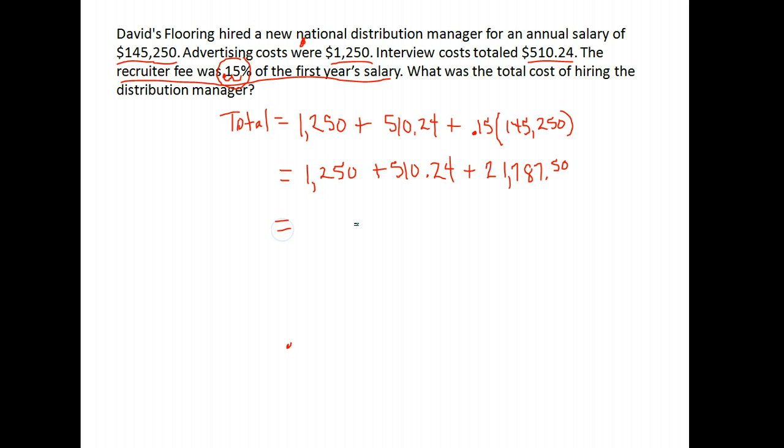Okay, now all we have to do is add all of those together. So we take that $21,787.50, we add 1,250 and $510.24, and we come up with $23,547.74 is the total for the hiring for this distribution manager.